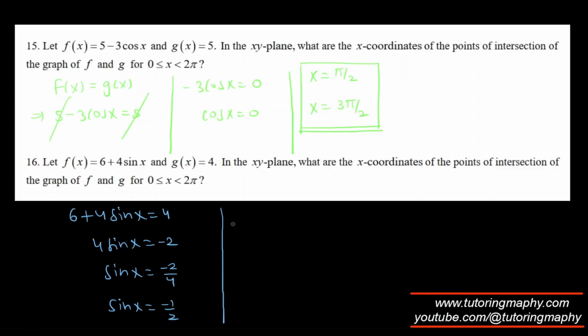So if sine x is -1 over 2, that happens in quadrant 3 and quadrant 4. The reference angle is pi over 6, which is 30°. So pi plus pi over 6 and 2 pi minus pi over 6. So this comes out as 7 pi over 6, and this comes out as 11 pi over 6. These are the two answers.